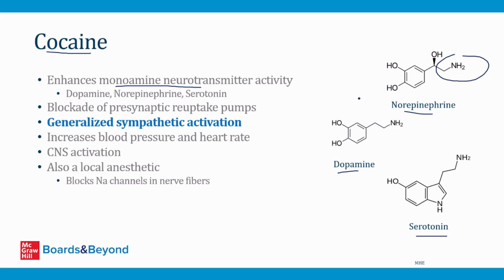And so when patients take cocaine, the activity level of these neurotransmitters in the central nervous system will rise. That will happen for norepinephrine, also for dopamine, and also for serotonin. The reason this happens is because cocaine blocks the presynaptic reuptake pumps for all three of these neurotransmitters. And so one of the things this is going to do is cause generalized sympathetic nervous system activation. So patients will see a rise in norepinephrine activity, and this will increase the blood pressure and heart rate.